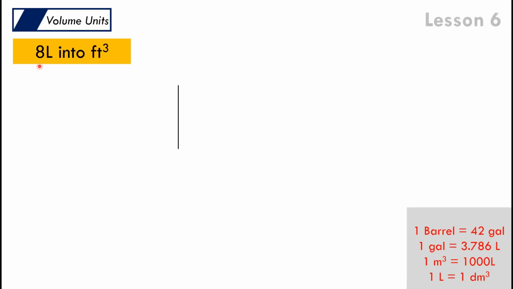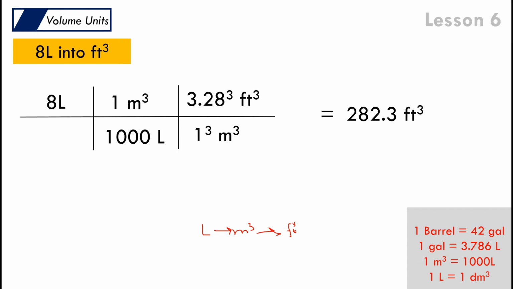In this example we have to convert 8 liters into the foot cube, which will be quite easy because we just have to go from liter to the meter cube and then from meter cube to the foot cube. So just proceed with it. Here we converted simply liters into the meter cube and then meter cube into the foot cube. We got our answer, which is 282.3 foot cube.